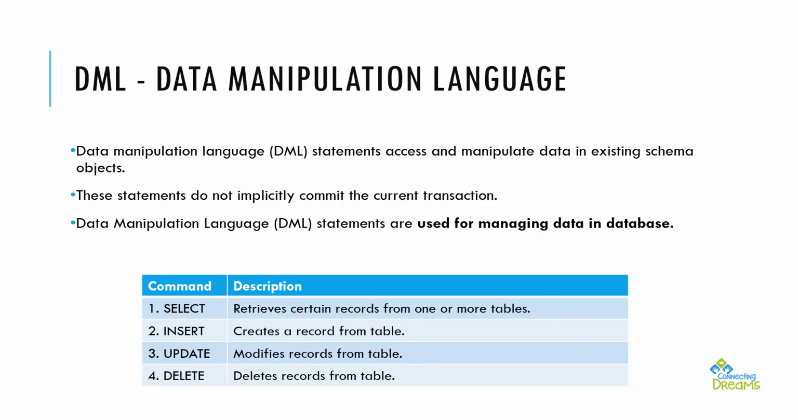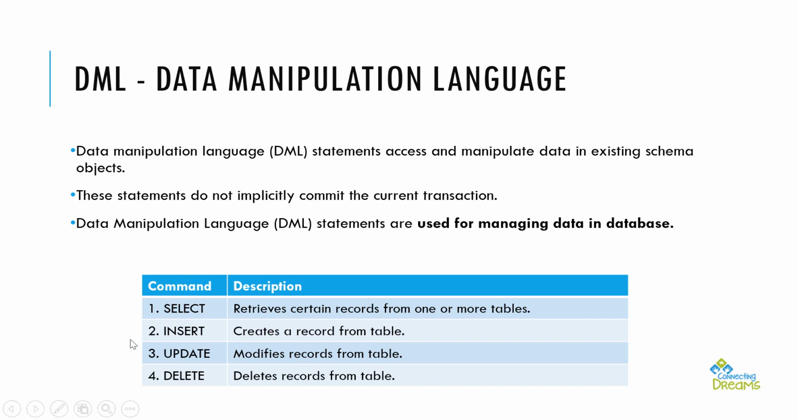Data manipulation language statements access and manipulate data in existing schema objects. These statements do not implicitly commit the current transaction. Data manipulation language statements are used for managing data in database. DML commands are not auto-committed. It means changes made by DML commands are not permanent to database and it can be rolled back.